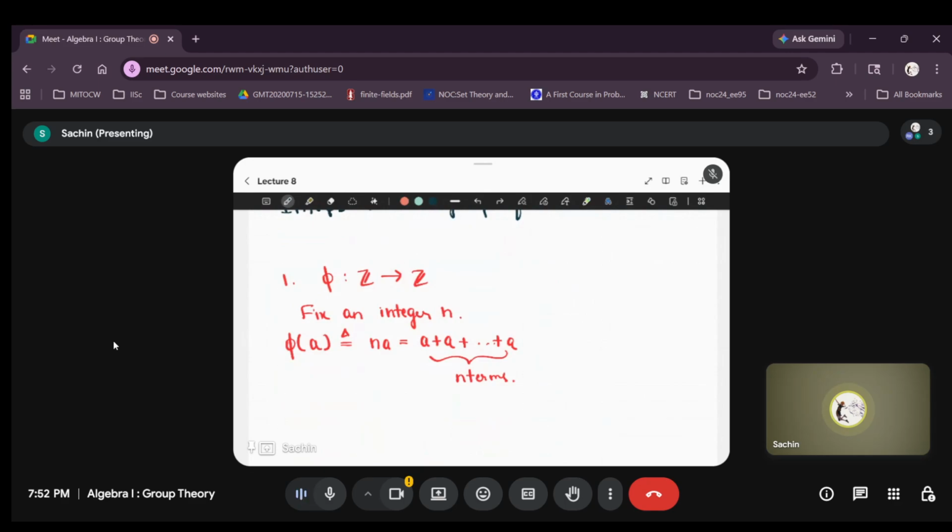What I mean to say is that even though a kernel is only defined once you have a homomorphism, you can actually try to go the other way. It is possible. Given a subgroup of some group, you can define phi such that whatever subgroup it is, that will be equal to the kernel of phi.